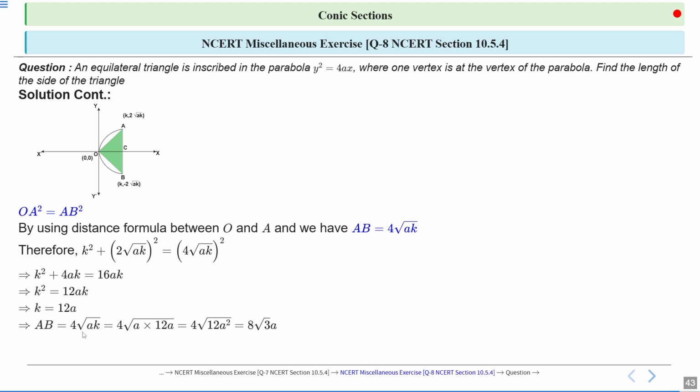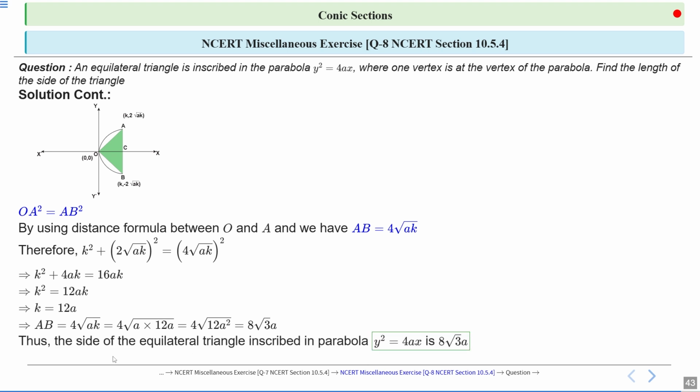So AB is equal to 4 times root ak, and here k is equal to 12 times a. So AB is equal to 4 times square root of a into 12a, and this is equal to 4 times root 12a square. This is equal to 8 times root 3 a. The side of the equilateral triangle inscribed in the parabola y square is equal to 4 times ax is 8 times root 3 times a. Okay, so 8 times root 3 into a is the length of the side of the equilateral triangle inscribed in the parabola. So I hope it is clear to all of you.